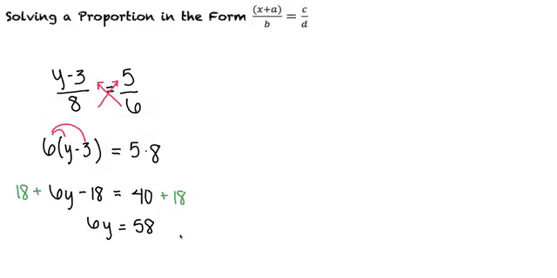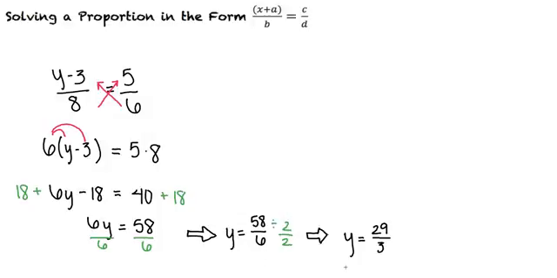So we can now divide by 6 to find out what y equals. This gives us y equals 58 over 6, but we're not done yet. Since both 58 and 6 can be divided by 2, we can simplify our fraction a little further. Once we simplify, we're left with y equals 29 over 3 as a final answer.